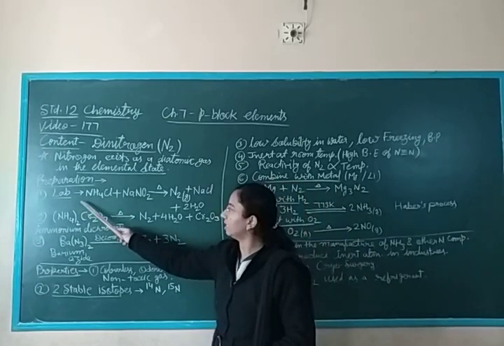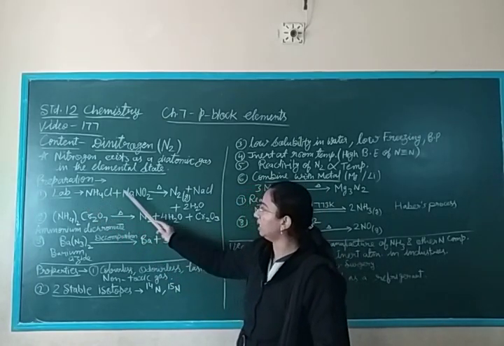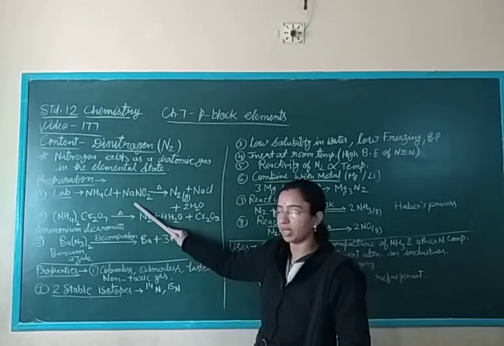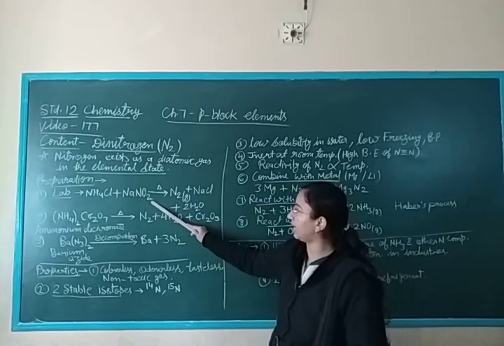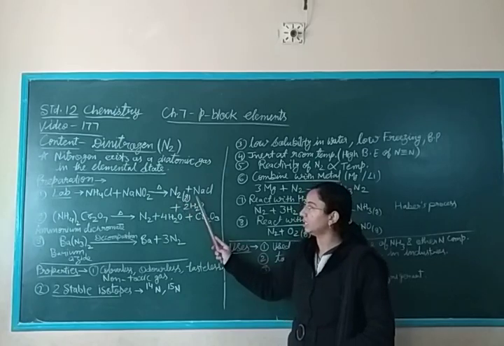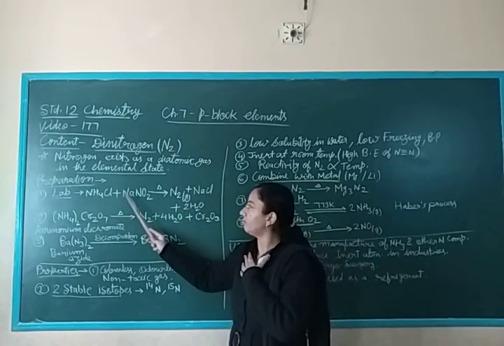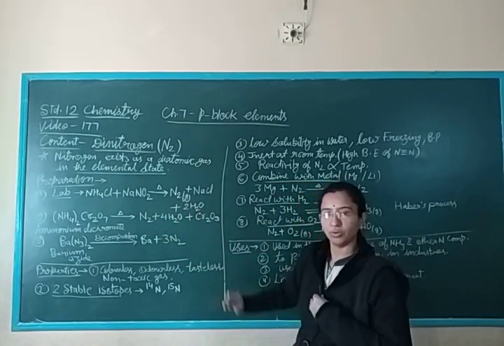The first method is used in the laboratory. Laboratory method: NH4Cl and NaNO2. Ammonium chloride reacts with sodium nitrite and heat, so it is converted to nitrogen gas, NaCl and H2O. So ammonium chloride reacts with sodium nitrite and heat, and nitrogen gas is formed.